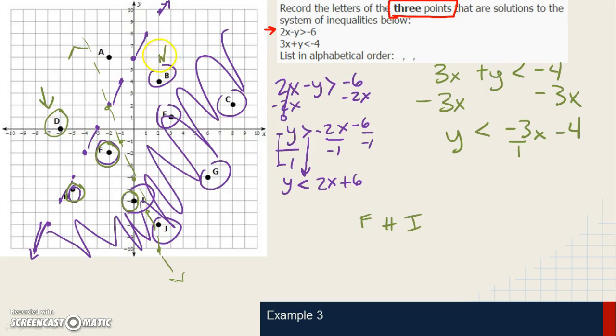The same thing's true with B and E, C and G and J. These are solutions to the purple, but they're not solutions to the green also. So the letters that we're pulling out are just the letters that have a green circle and a purple circle around them. Those are the solutions to the system. Those are the solutions to both equations together.